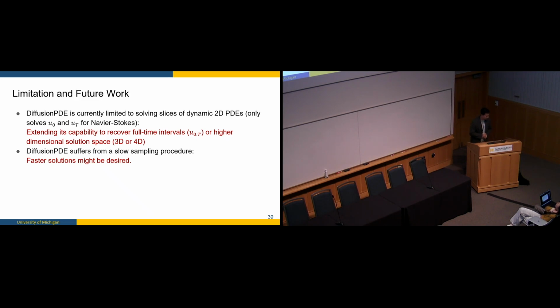And finally, we want to note that our framework is not as fast as other state-of-the-art methods, such as FNO, or the Fourier neural operator, that just involves a forward pass of a neural network. Our method suffers from a slow sampling procedure and would not be suitable for cases where you need a faster solution, such as real-time applications. Thank you, and I'm happy to answer any questions.